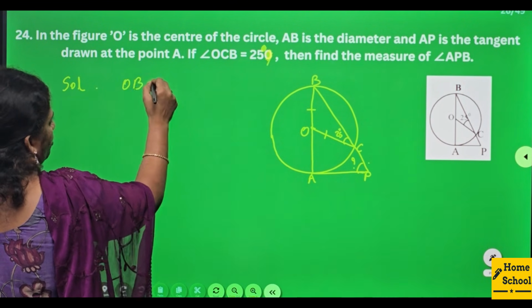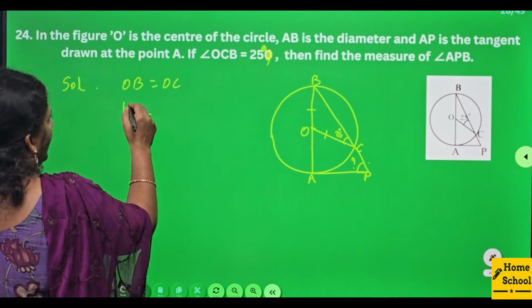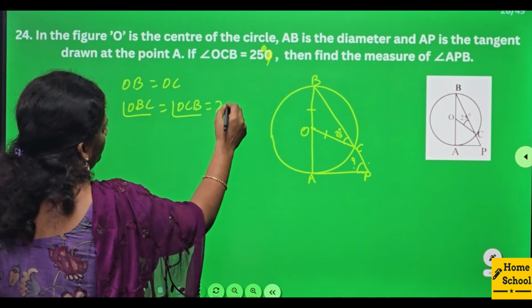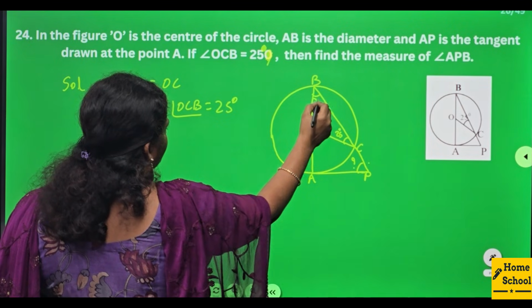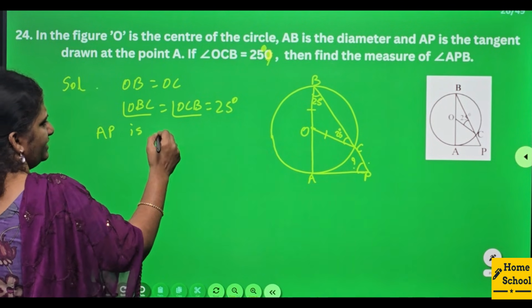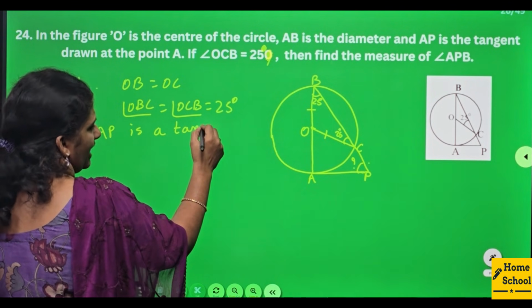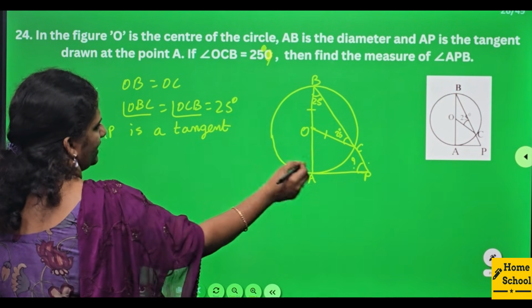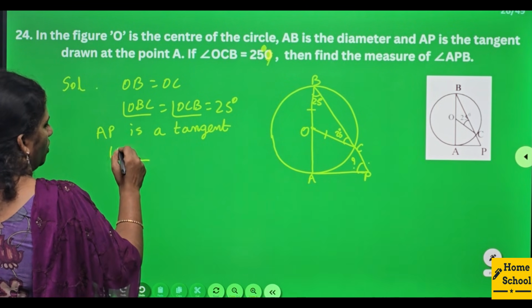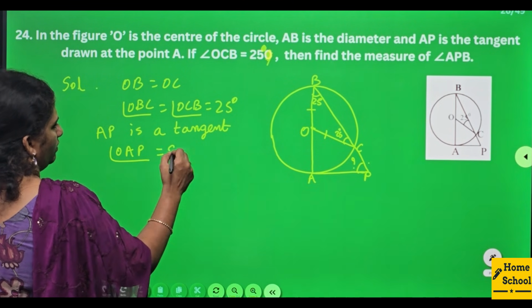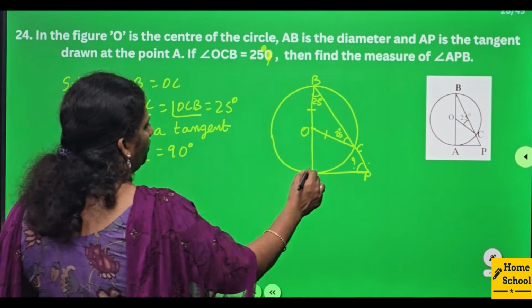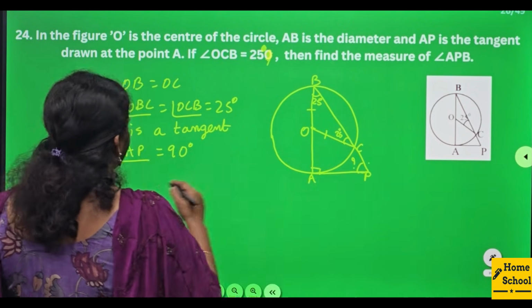If OB is equal to OC, then angle OBC is equal to angle OCB, which is 25 degrees. We know AP is a tangent, as already given. If AP is a tangent to a circle with center O, then angle OAP is equal to 90 degrees by theorem 1. Now, if this is 90, observe only this triangle.